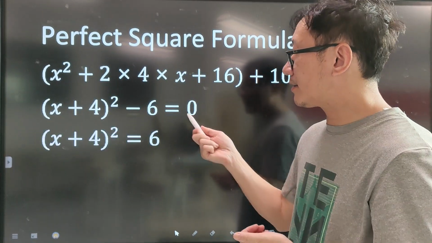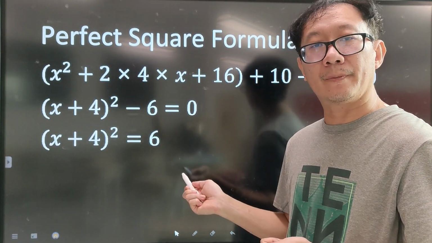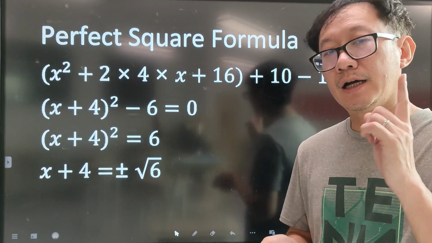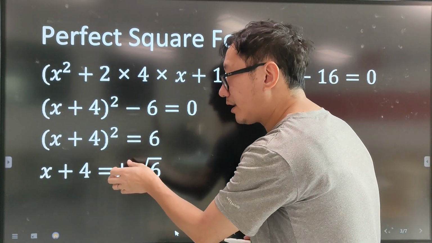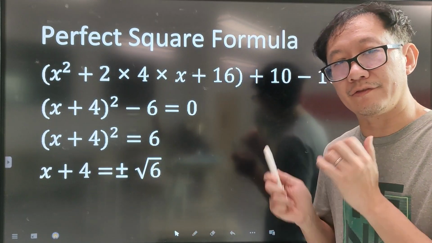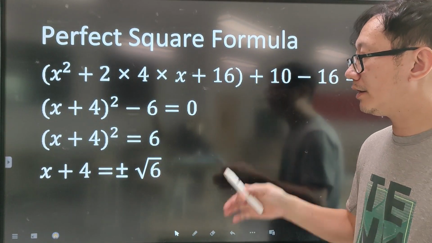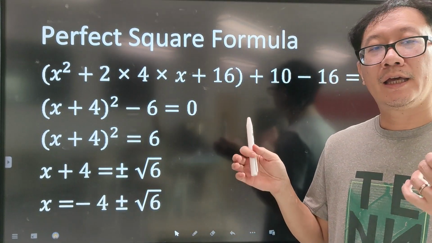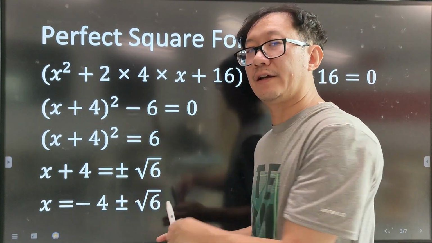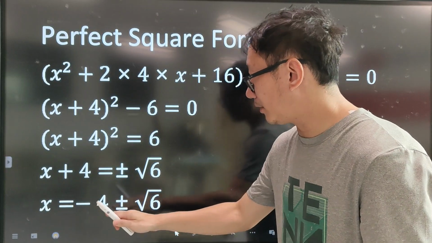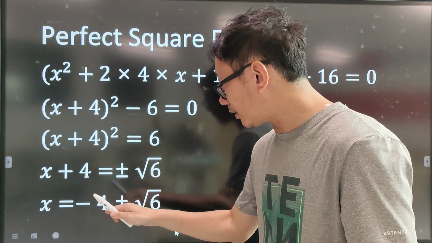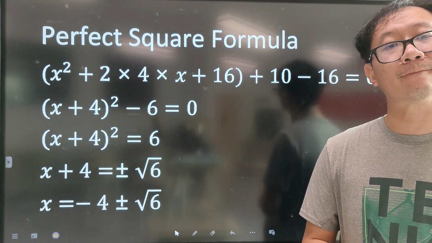I will add 6 on both sides of the equation. And then I'll take the square root on both sides of the equation. Notice that you must have this plus and minus sign. Very important, okay? And again, I will subtract 4 on both sides of the equation. And these are my final solutions. I have two solutions: negative 4 plus square root of 6 and negative 4 minus square root of 6.